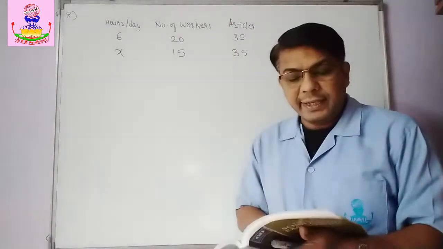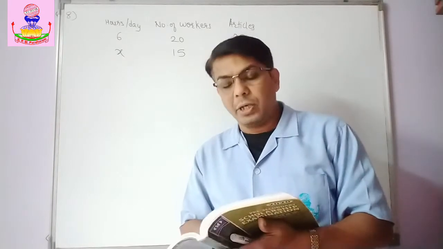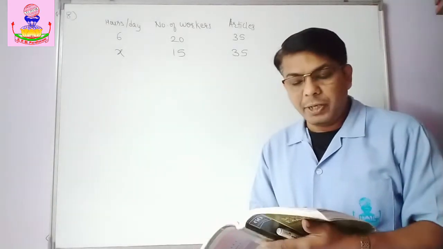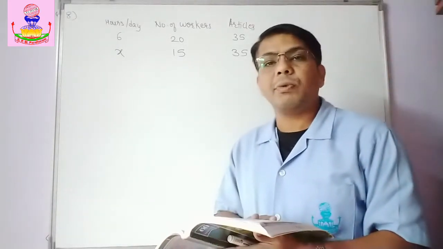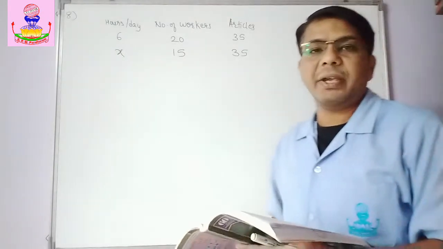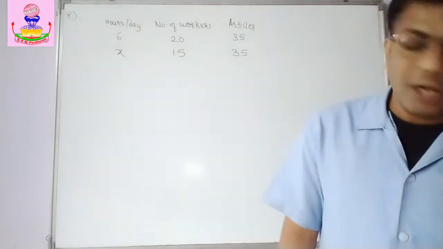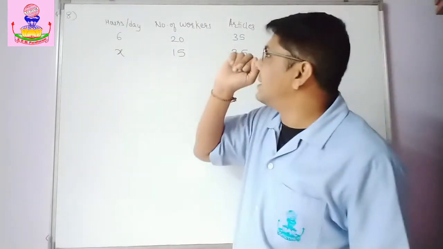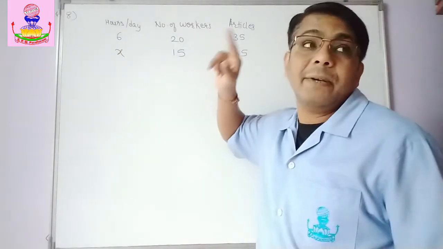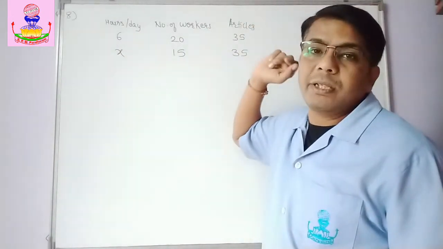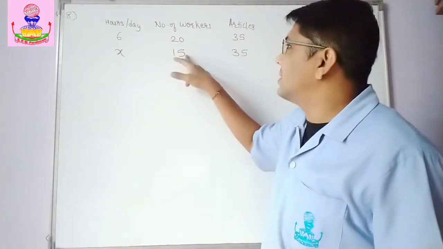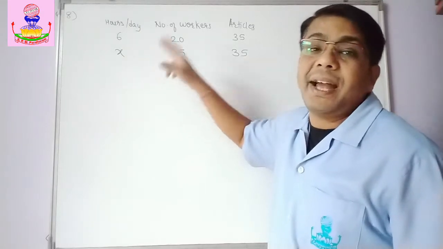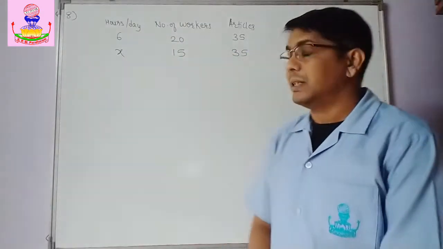Now see the 8th one. It takes 6 hours per day for 20 workers to prepare 35 articles. How many more hours per day are required by 15 workers to do the same work? Okay, the number of articles is the same, the work is the same, 35 articles. Initially there are 20 workers, they require 6 hours per day to complete 35 articles. After that, the number of workers is decreased, it becomes 15. So how many hours will be required? And you have to calculate how many more hours are required.